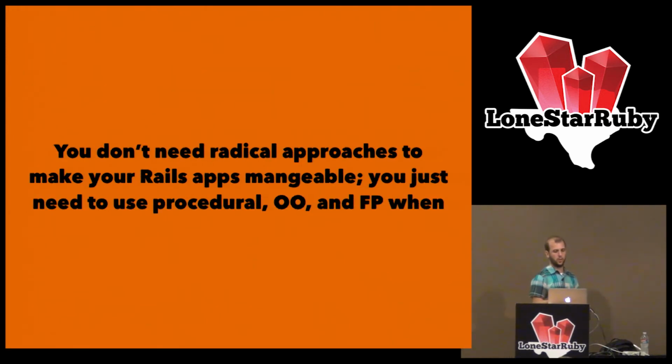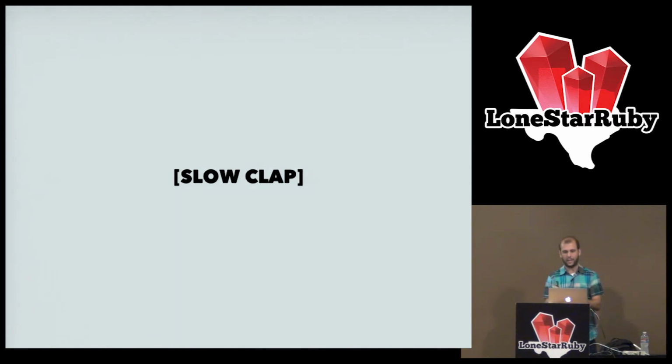So you don't need radical approaches to make your Rails apps manageable. And it's not so bad that Rails is huge as long as you're using it in moderation. I've found that I can use procedural, object-oriented, and functional programming when they're appropriate. And that helps me take a program that is starting to get unwieldy and apply normal software development practices, functional, object-oriented, and structured programming, to keep it reasonable. That keeps me away from a lot of the trouble that people like to stereotype Rails as having when they talk about Ruby. So I hope that is useful to you.